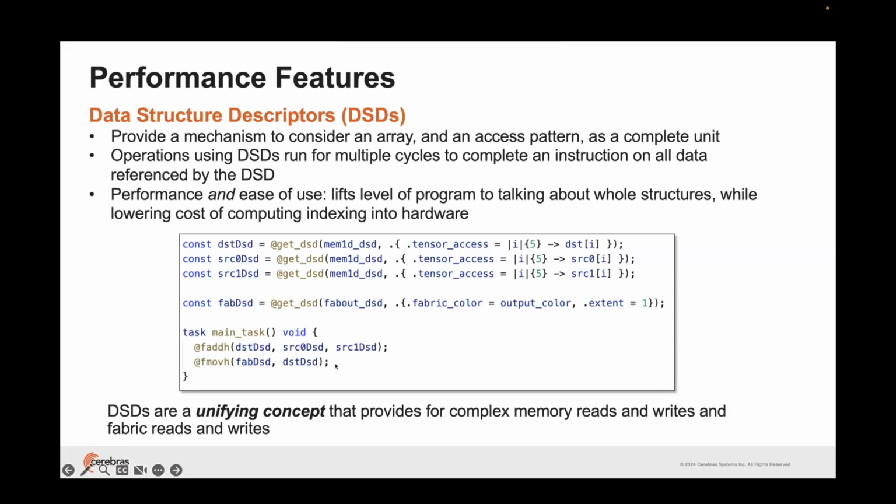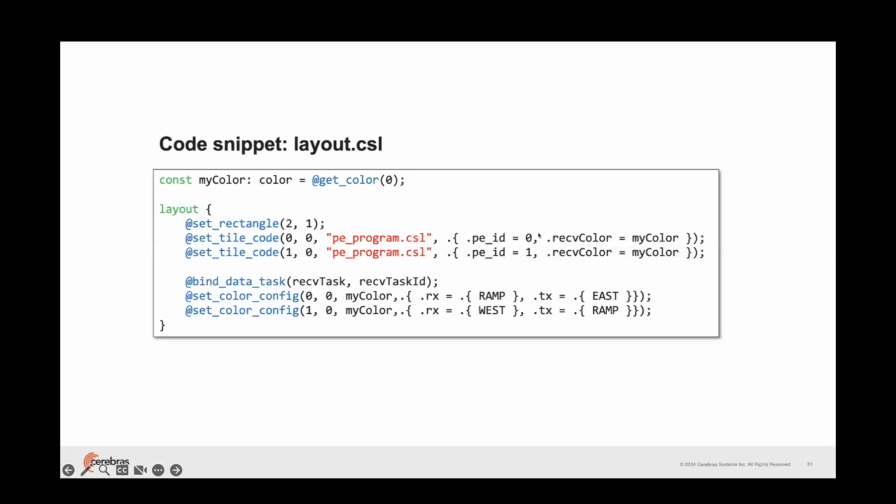And then it takes those 5 elements that the DSD references, and it sends them up to the fabric, where they will travel off to neighboring PEs along the routing given by the output color. So DSDs are really a unifying concept that brings together complex memory reads and writes on the processing element, along with reads and writes to our fabric.